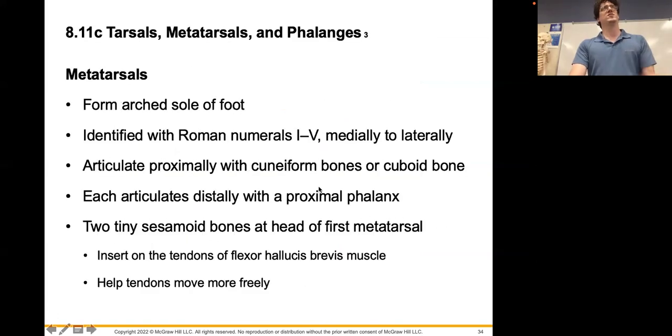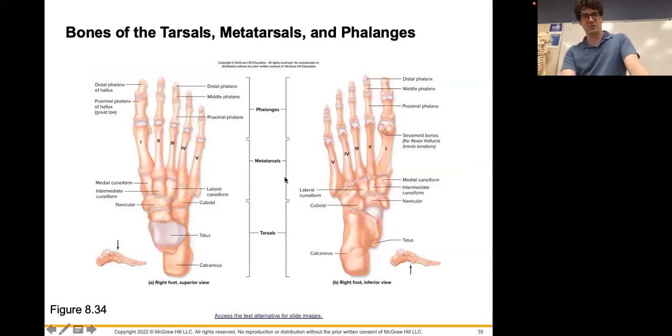All right, then we get into the tarsals. So the bones of the feet are basically the same as they were in the bones of the hand. In this case, though, we're going to use the word tarsals instead of carpals. So the bones of the ankle are the tarsals. The bones of the fleshy bit of the foot are going to be the metatarsals. And then finally, the bones of the digits are the phalanges.